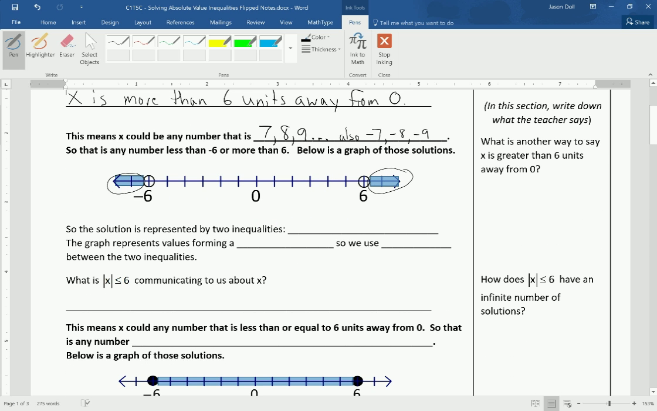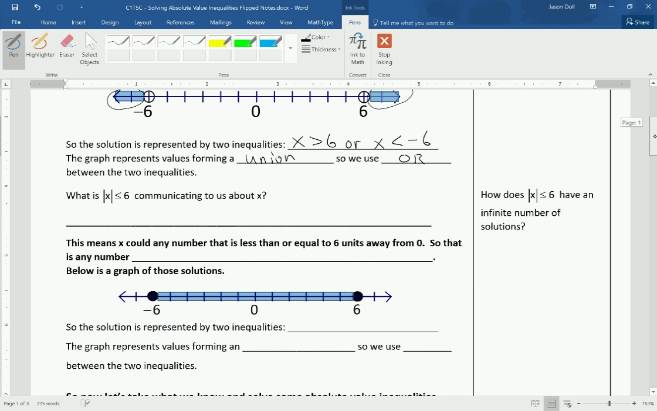All right, so what we've now actually created by looking at it this way is that we have two inequalities. So the solution is represented by two inequalities. We have x being greater than 6, and we have x being less than -6. All right, so the graph represents, and notice we're not looking for where they're overlapping each other. We're looking for a union of those. We're taking anything from either of these. And so that means this is an or compound inequality to put these two inequalities together. So this graph represents us forming a union. So that means we use the word or in between our two inequalities.